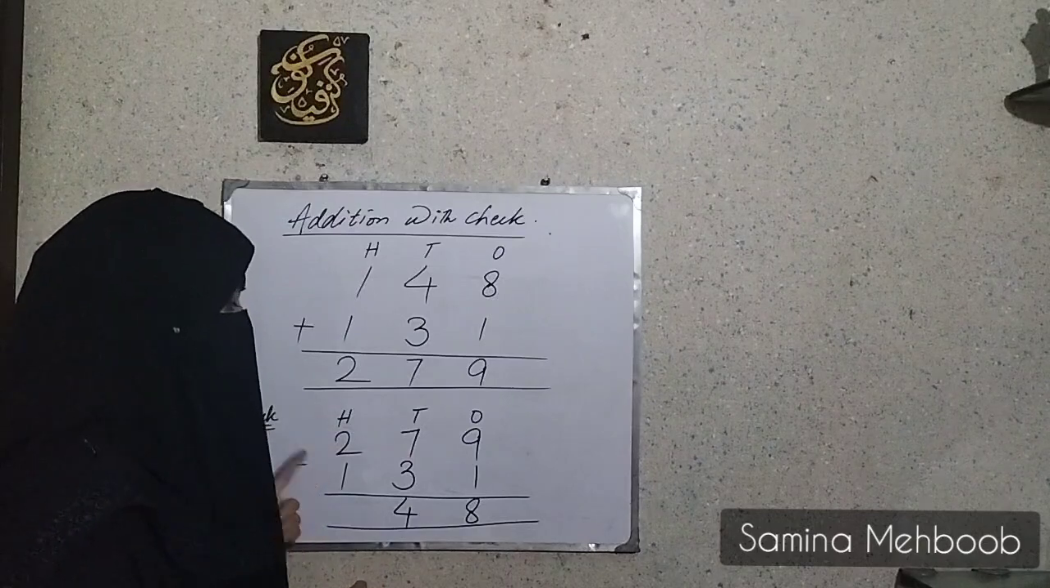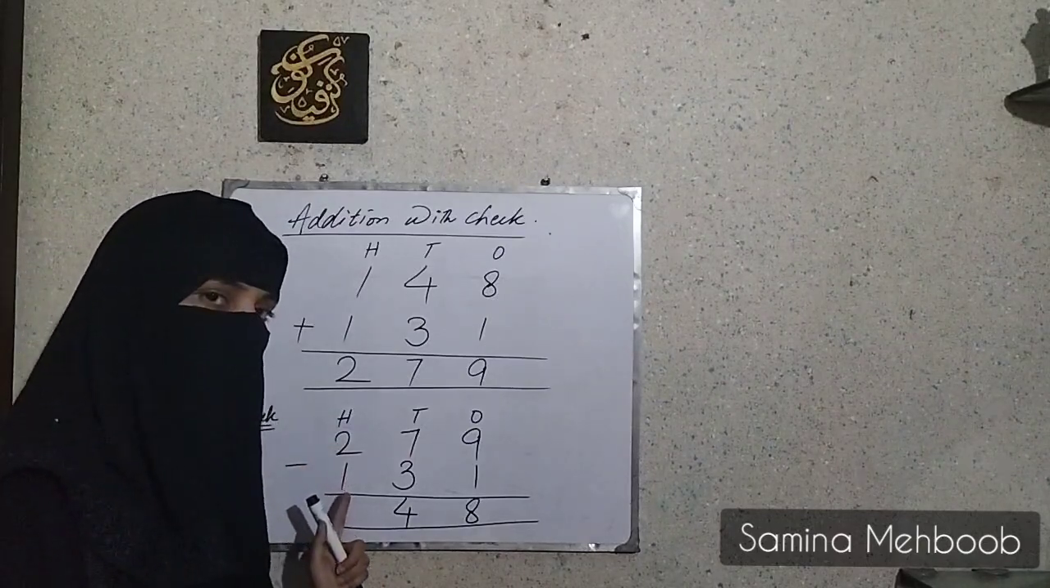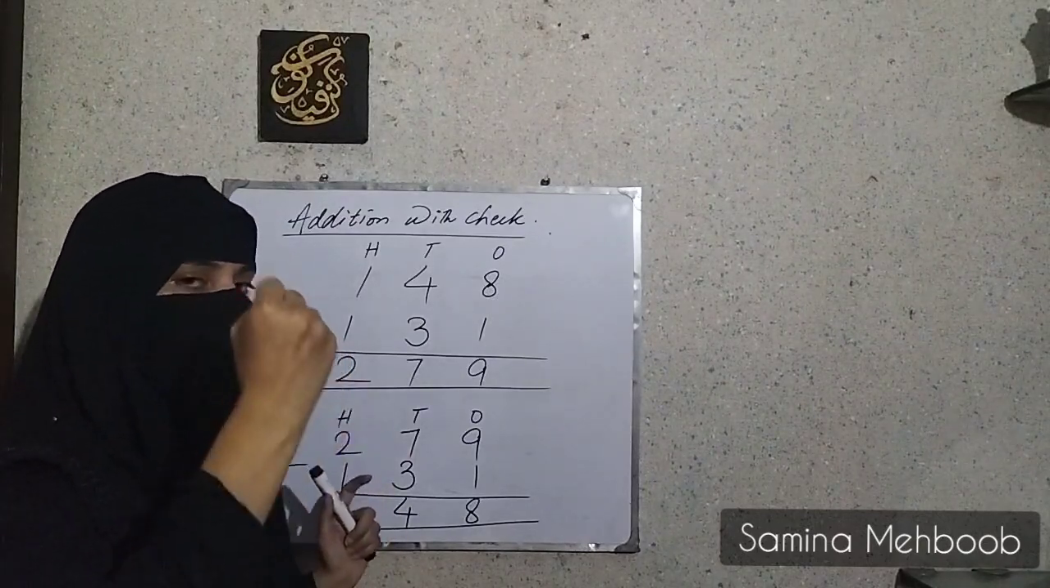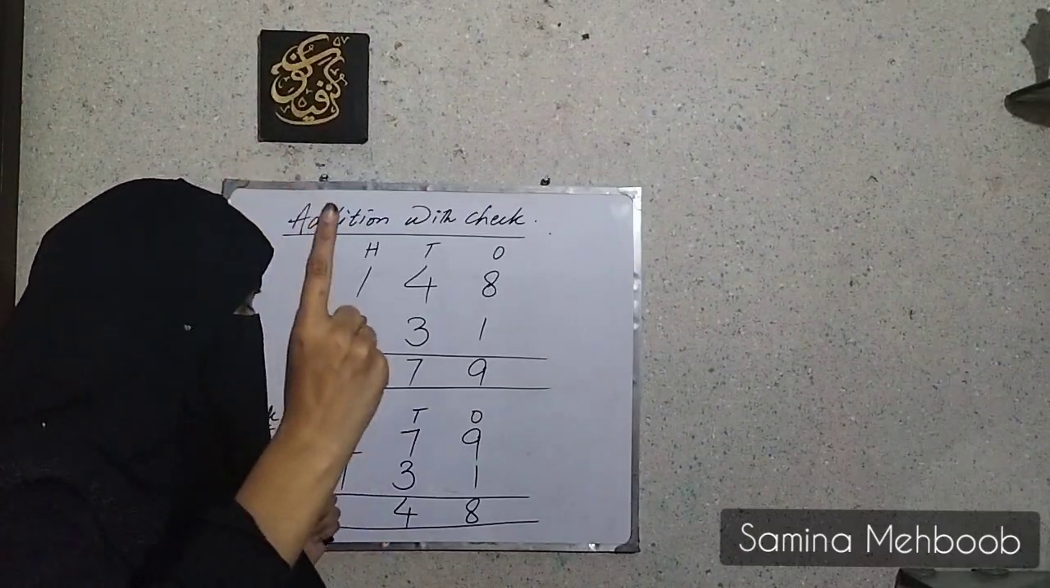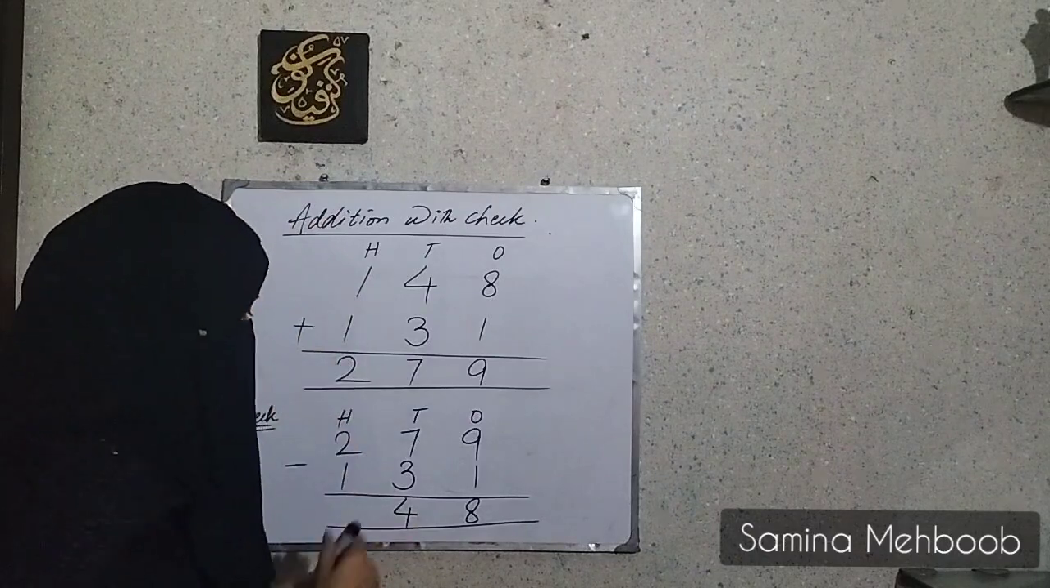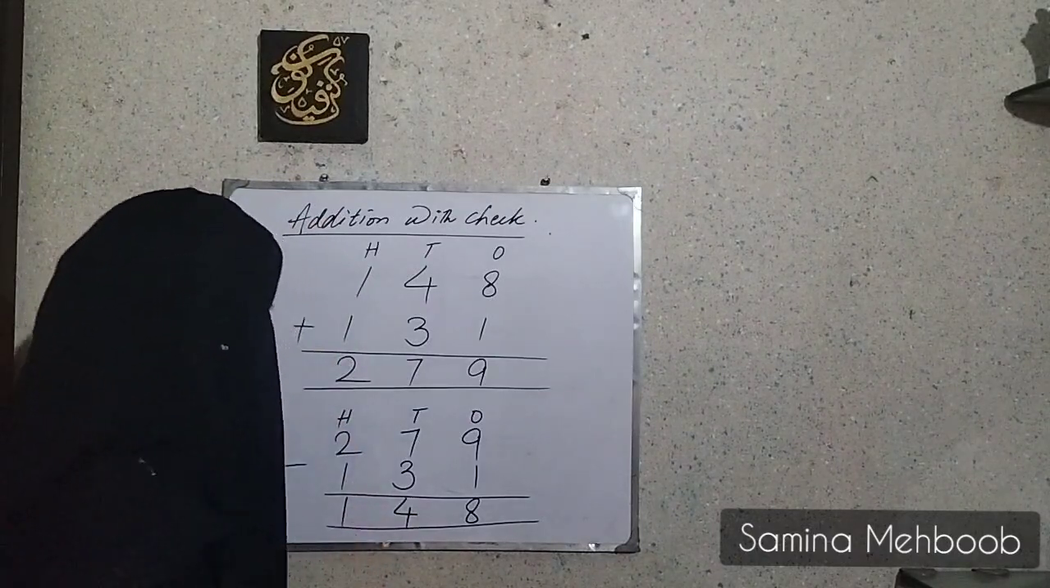Similarly, look at the hundreds place. What is the smaller number here? 1. Make a fist and start counting after the smaller number. 1, 2. 2 is the greater number and stop here, okay? And the answer is 1.